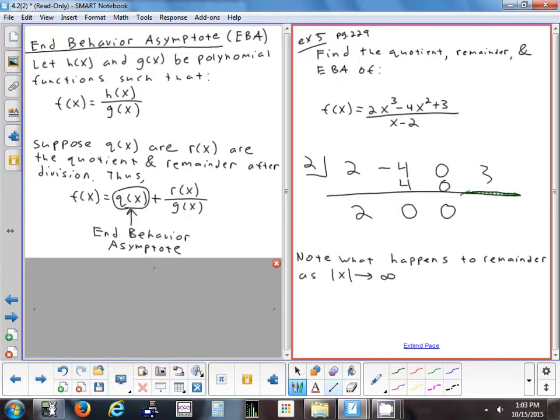So we brought down our 2. 2 times 2 is 4. Negative 4 plus 4 is 0. 2 times 0 is 0. Add them up, we get 0. 2 times 0 is 0. Add them up, get 3.